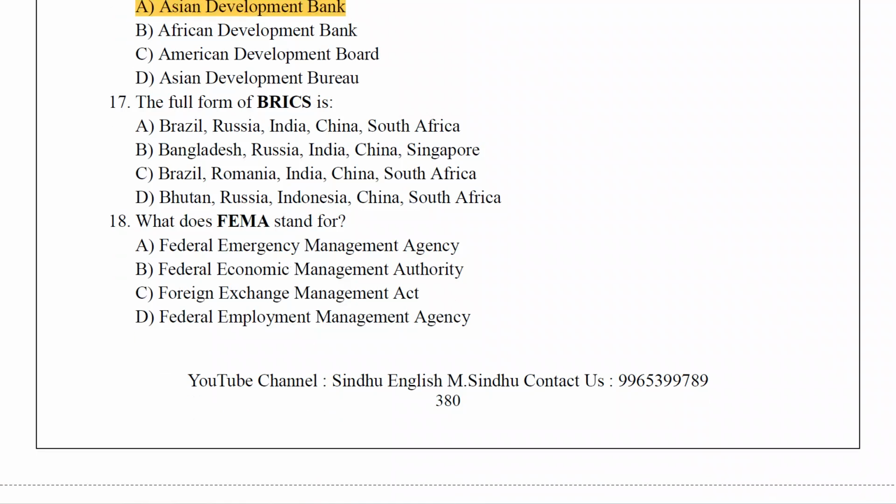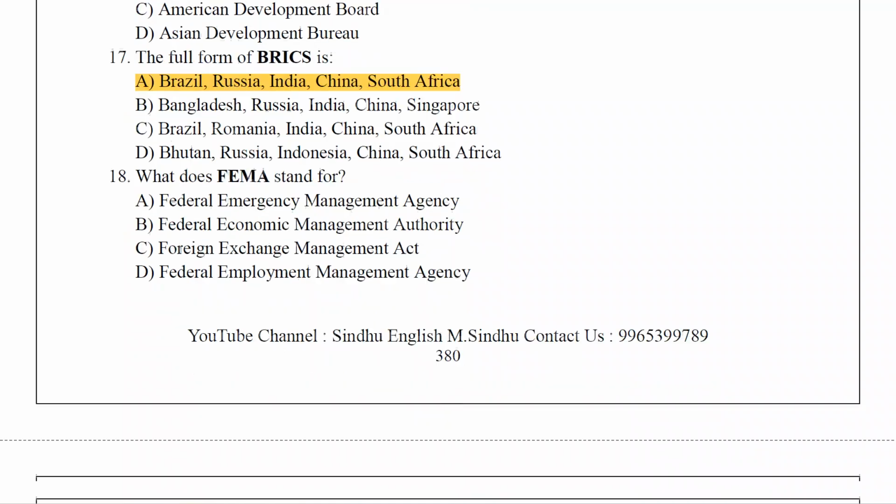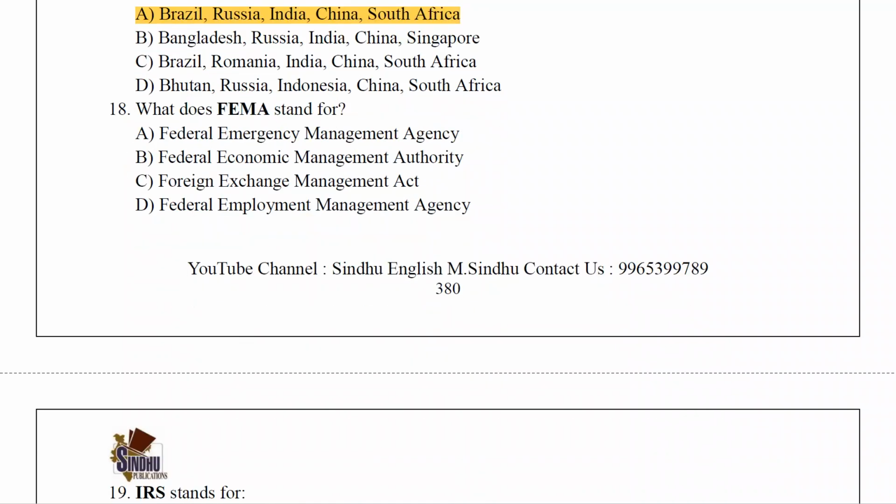The full form of BRICS is Brazil, Russia, India, China, South Africa. What does FEMA stand for? Federal Emergency Management Agency.